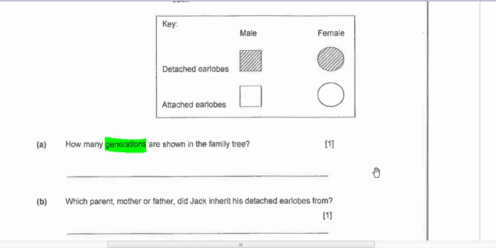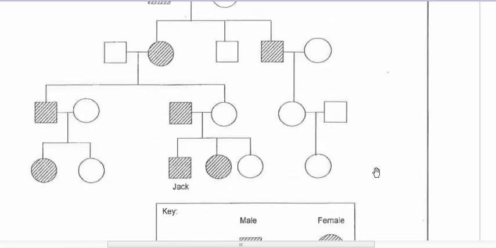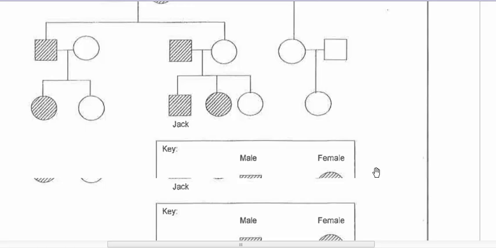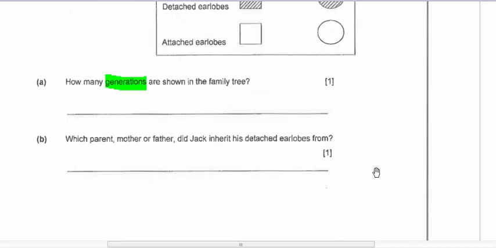Like I explained to some of you, generations is, let's say, Jack, his siblings, his cousins, these are all one generation. His father, his uncles, his father's siblings are all one generation. His father's father, that means his grandparents, is another generation. And then above them is another generation. So a family tree shows generations. Each level is one generation. So how many levels are there? There are 4. So how many generations are shown? Basically 4 generations are shown.